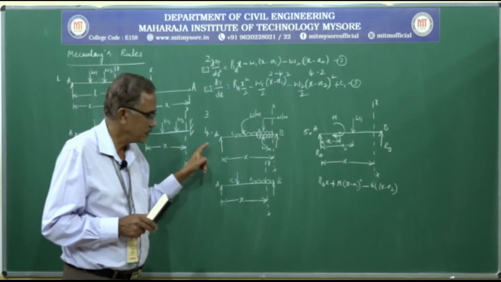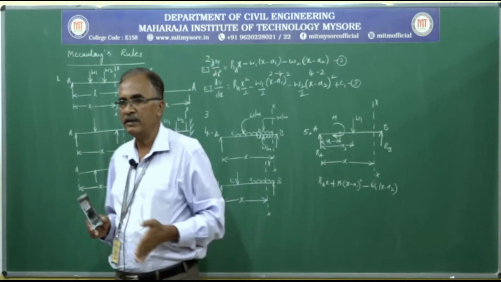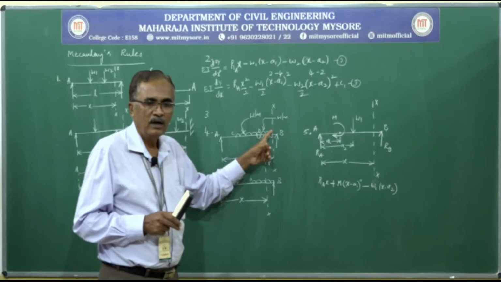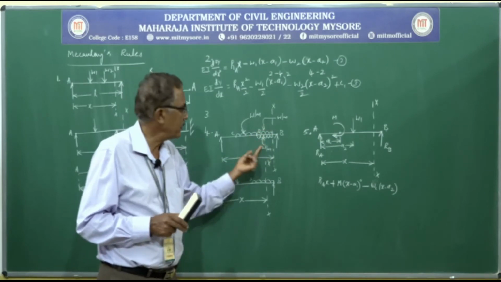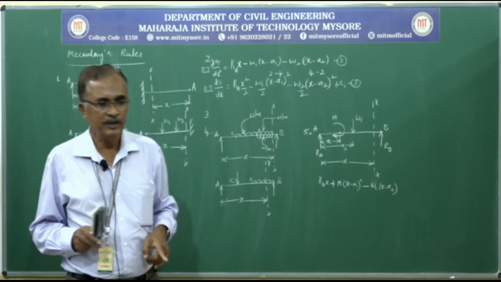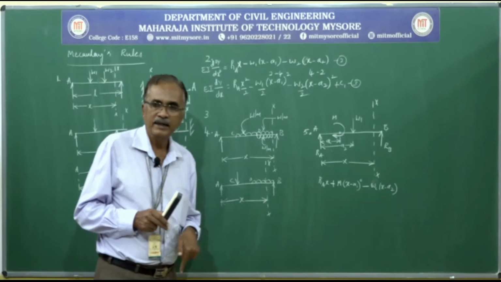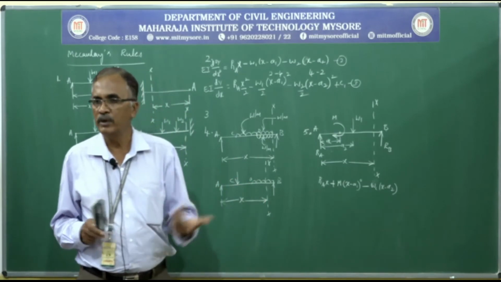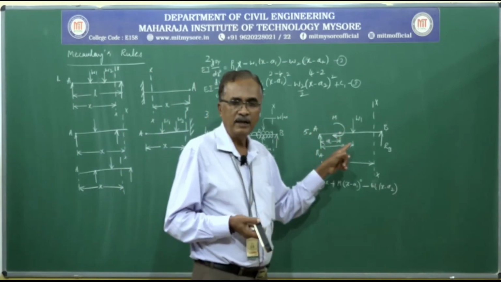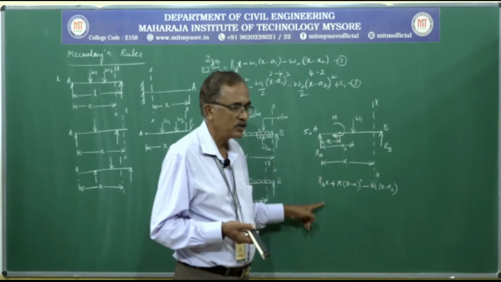Next, the fourth rule: if a UDL is acting on the beam and it does not extend up to the selected section, then the UDL is to be extended in the downward direction up to the section, and we also apply a UDL in the upward direction for the extended region with the same intensity, like this. If the UDL is already acting up to the selected section, there is no need to extend it. Lastly, if an external moment is acting on the beam, the moment must be multiplied by the distance raised to the power of 0, like this.